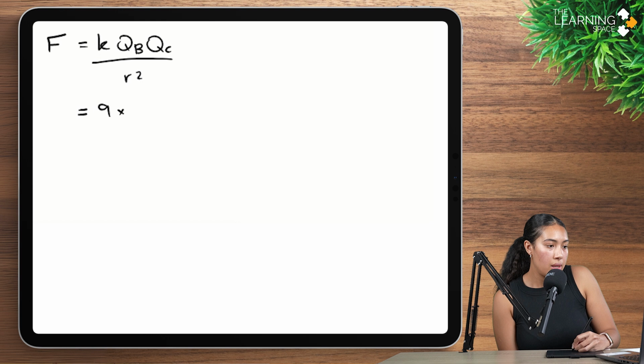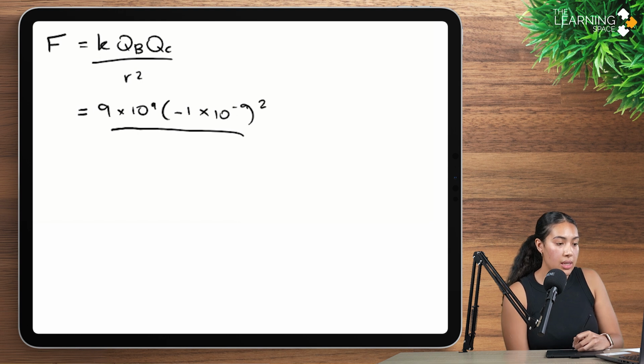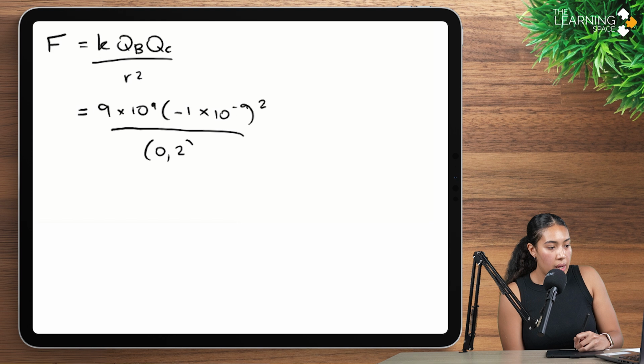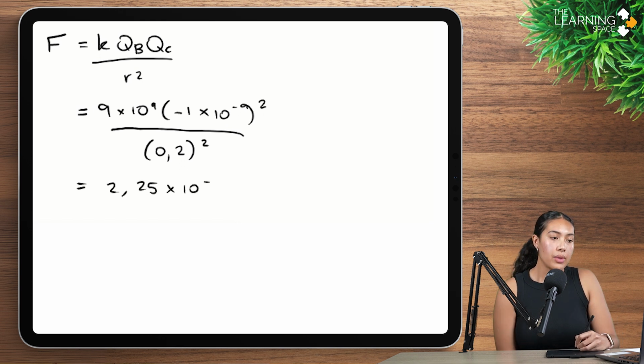Then I'm going to do the same thing for C. So QB and the charge of C over R squared. So 9 times 10 to the 9, -1 times 10 to the -9 squared over, but now we're using a different distance, which is 20 centimeters, which will just become 0.2. And we square that, and then we will get an answer of 2.25 times 10 to the -7, right?